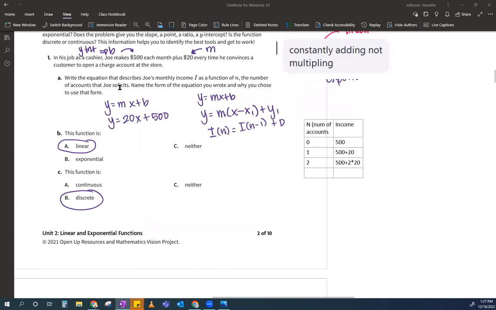It says, write the equation for Joe's monthly income as a function of n, the number of accounts that Joe solicits. Name the form of the equation that you wrote. And we wrote this, right? So if you picture this, this is a line, right? But then when you think about the actual context of it, what is the domain of this problem? So remember that n is the number of accounts. Could we have 1.5 in there?